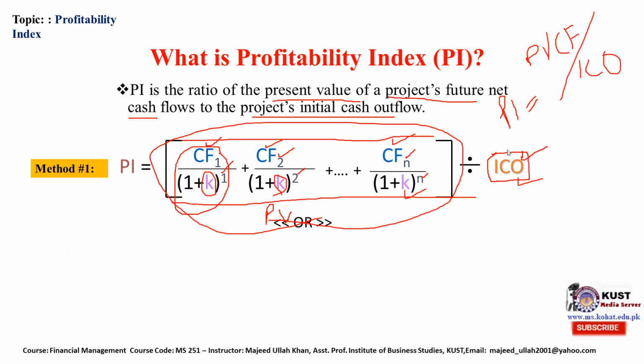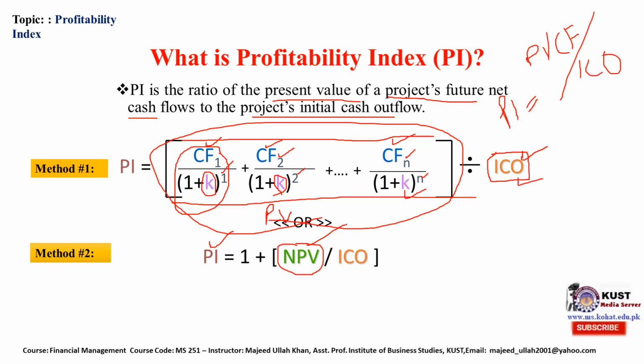Or there is a second method as well. Profitability index can also be calculated when we calculate net present value. 1 plus NPV, net present value, divided by cash outlay is also a profitability index formula. What is this NPV? NPV is the present value of all future cash flow minus initial cash outlay.